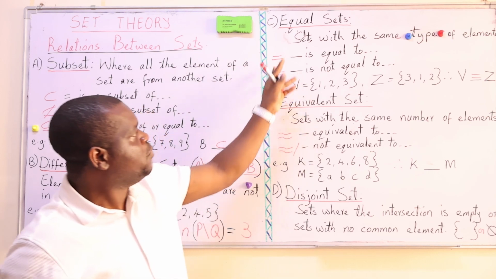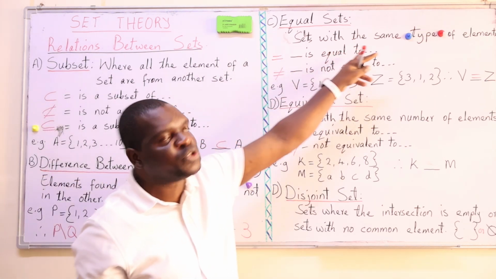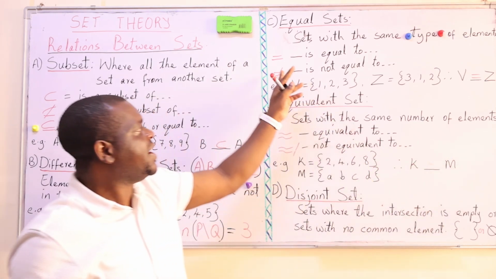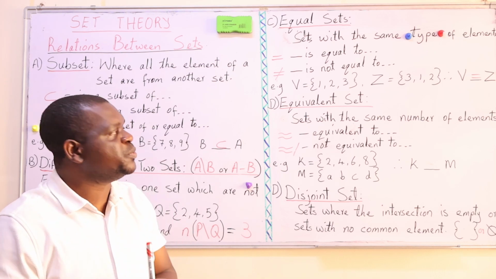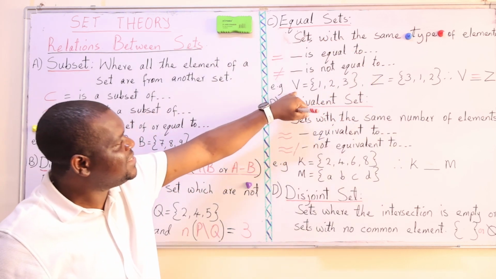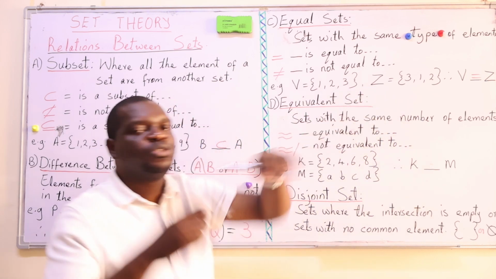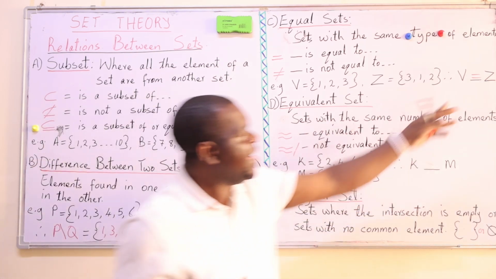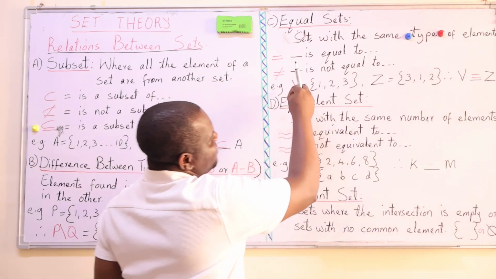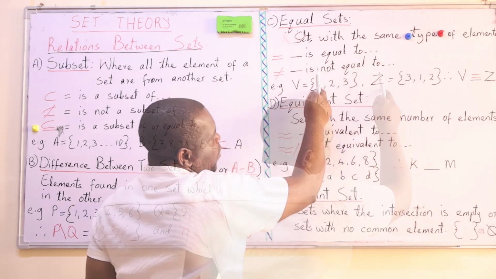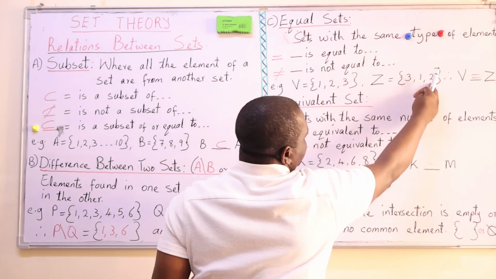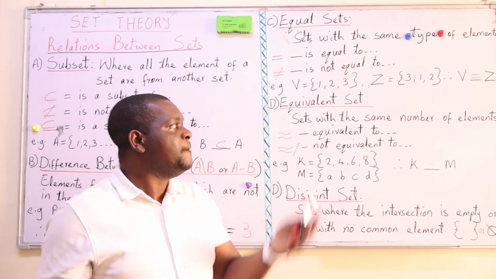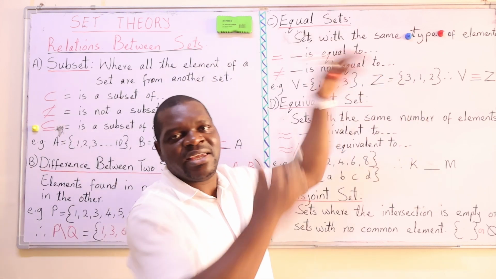If you look at these symbols, the first one stands for is equal to. It means if you see this, the set is equal to the other. If you find this, it means it is not equal to. From this definition, if you look at set V and set Z, do you think they are equal or they are not? I think they are equal because all what you find in V are in Z. 1 is here, 1 is here, 2 is here, 2 is here, 3 is here, 3 is here. Even though they are in a different order, they are all present in both sets.